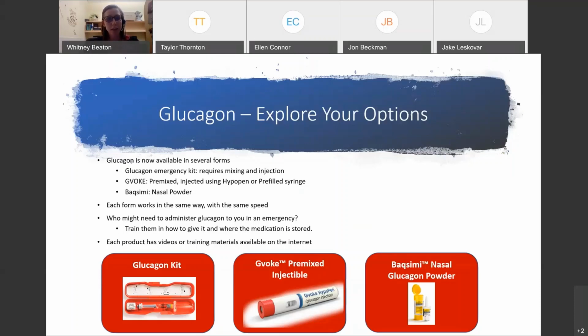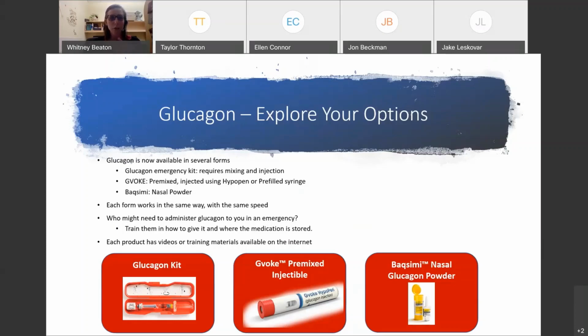And then Baqsimi is also a nasal powder glucagon that can be given to raise the blood sugar, and it works just as well as the other glucagons. This form requires no mixing, there's no needle, super easy for someone and way less intimidating to do in an emergency. So each form works the same way with the same speed.